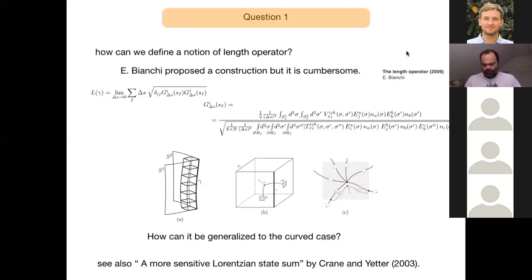And it's so complicated that it is probably difficult to generalize to the curved case. A paper that Daniele Oriti pointed out to us last week by Louis Crane and Yetter discussed that if we do spin foams, it would maybe be better to have some length information in the spin foam, to try to assess whether some geometries are degenerate or not. So maybe there exists a representation relevant for the quantum gravity regime, where the notion of length is easier to get.